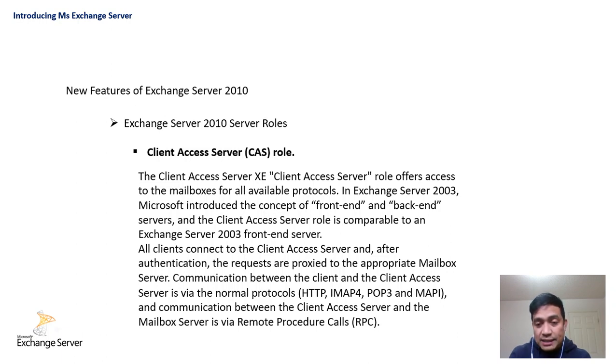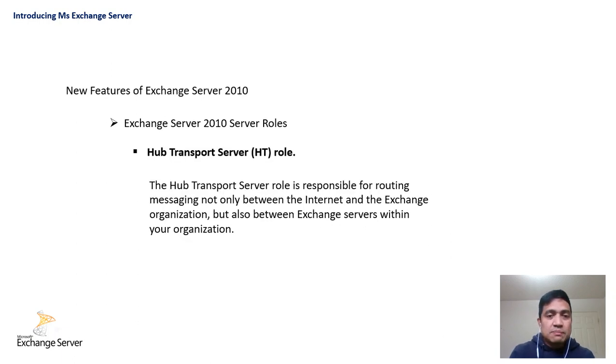Communication between the client and the client access server is via normal protocols like HTTP, IMAP4, POP3, and MAPI. And communication between the client access server and the mailbox server is via remote procedure calls, or we call it RPC. Next is the hub transport server role.